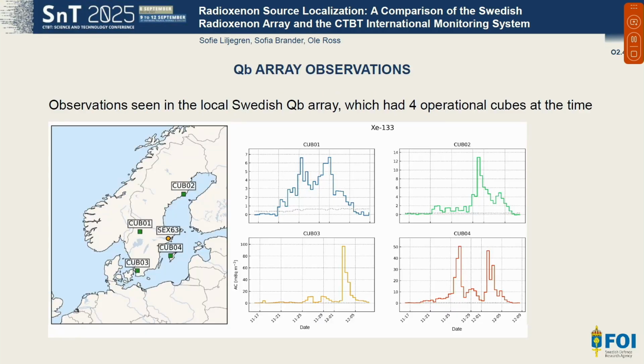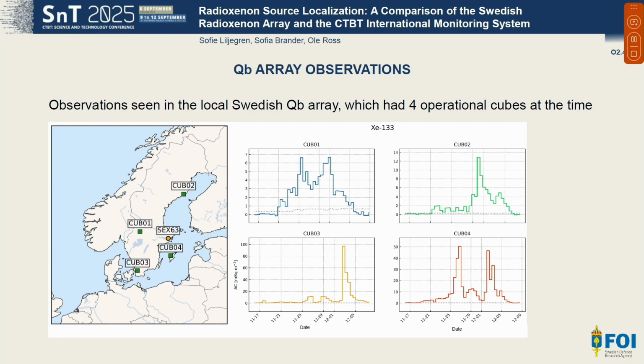Just to start introducing the data, this is what the situation looked like at the time in Sweden. What you see on the map to your left is the setup of the radioxenon systems in Sweden in November and December 2022. The green scatter points are the cubes, which were part of what we call the Swedish cube array. And then we also have an IMS station in Stockholm, SEX63, which is the yellow scatter points.